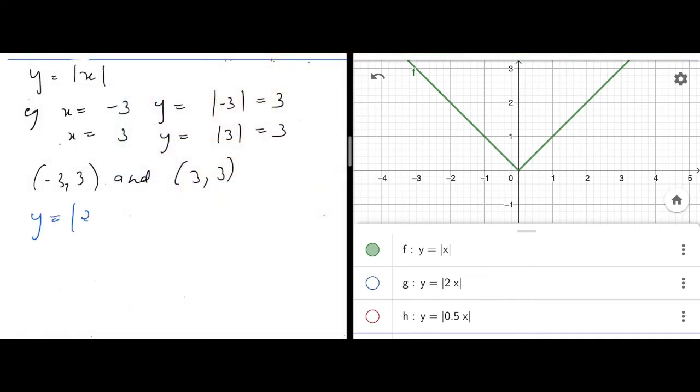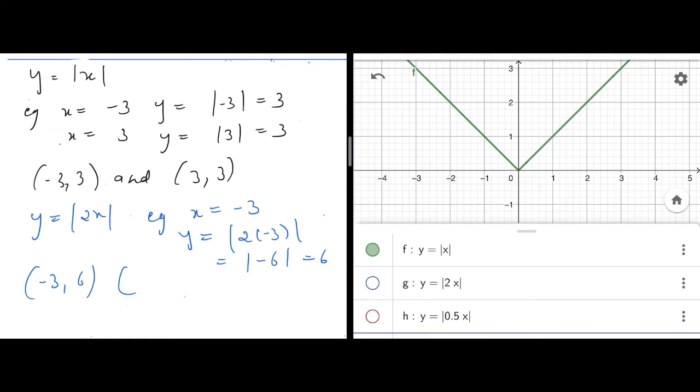Y is equal to mod of 2x. Now, for same value of x, my y value will be equal to 2 times of that. Say for example, for x is equal to minus 3, my y will be equal to mod of 2 times minus 3, which is mod of minus 6, which will be equal to 6. So now my coordinates will be minus 3 and 6. Similarly, if I am taking x is equal to plus 3, then my coordinates will be 3, 6.